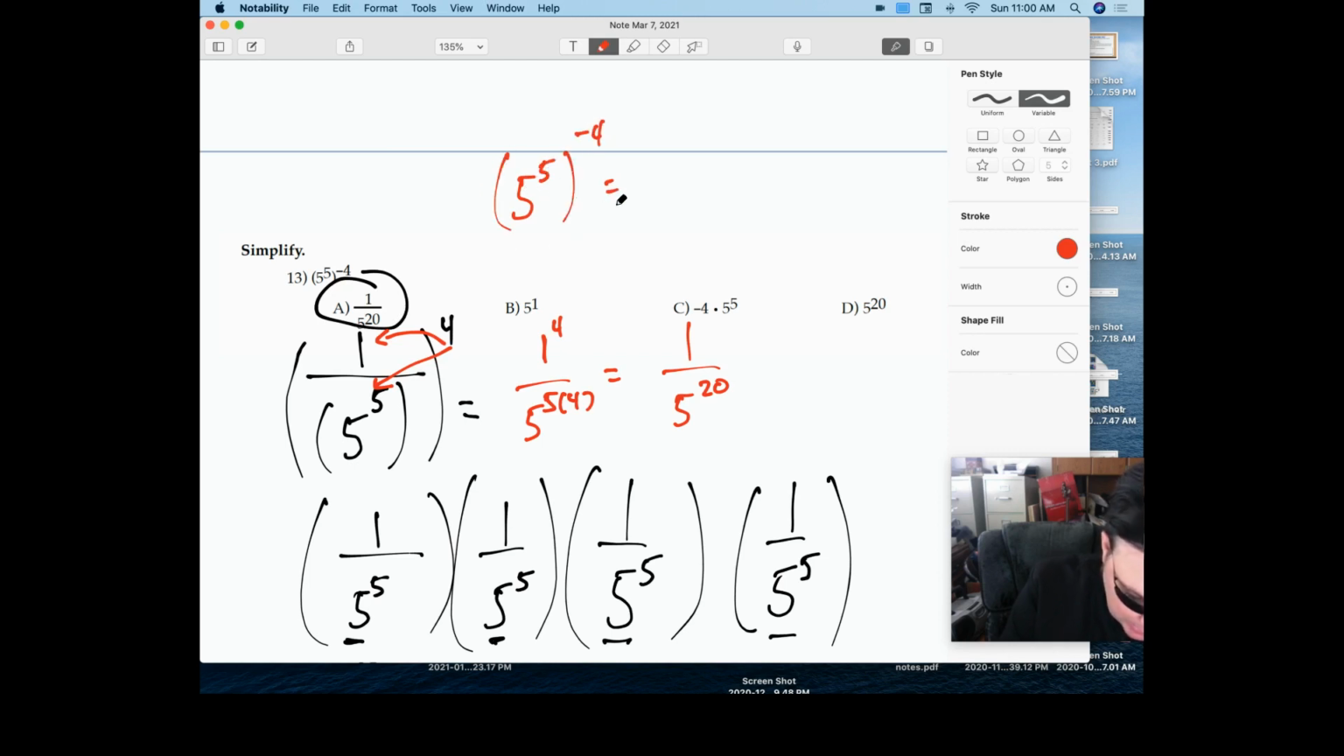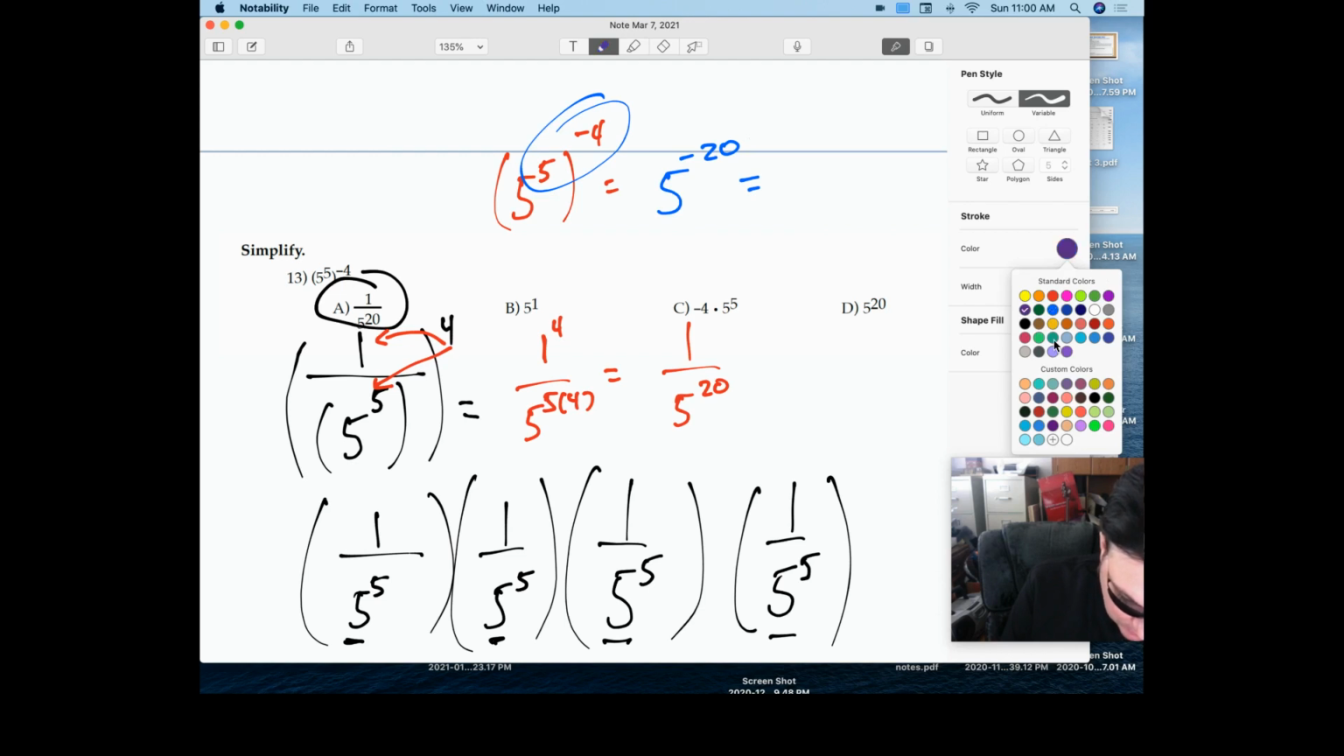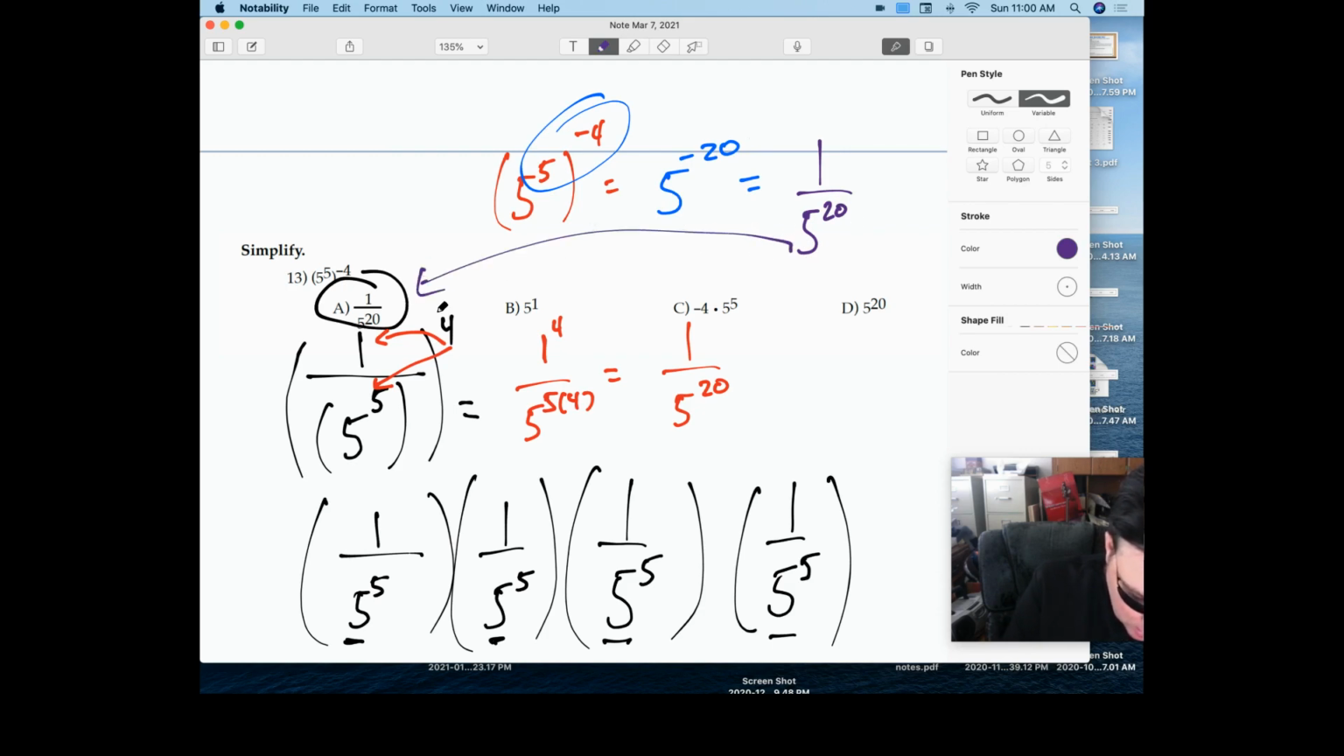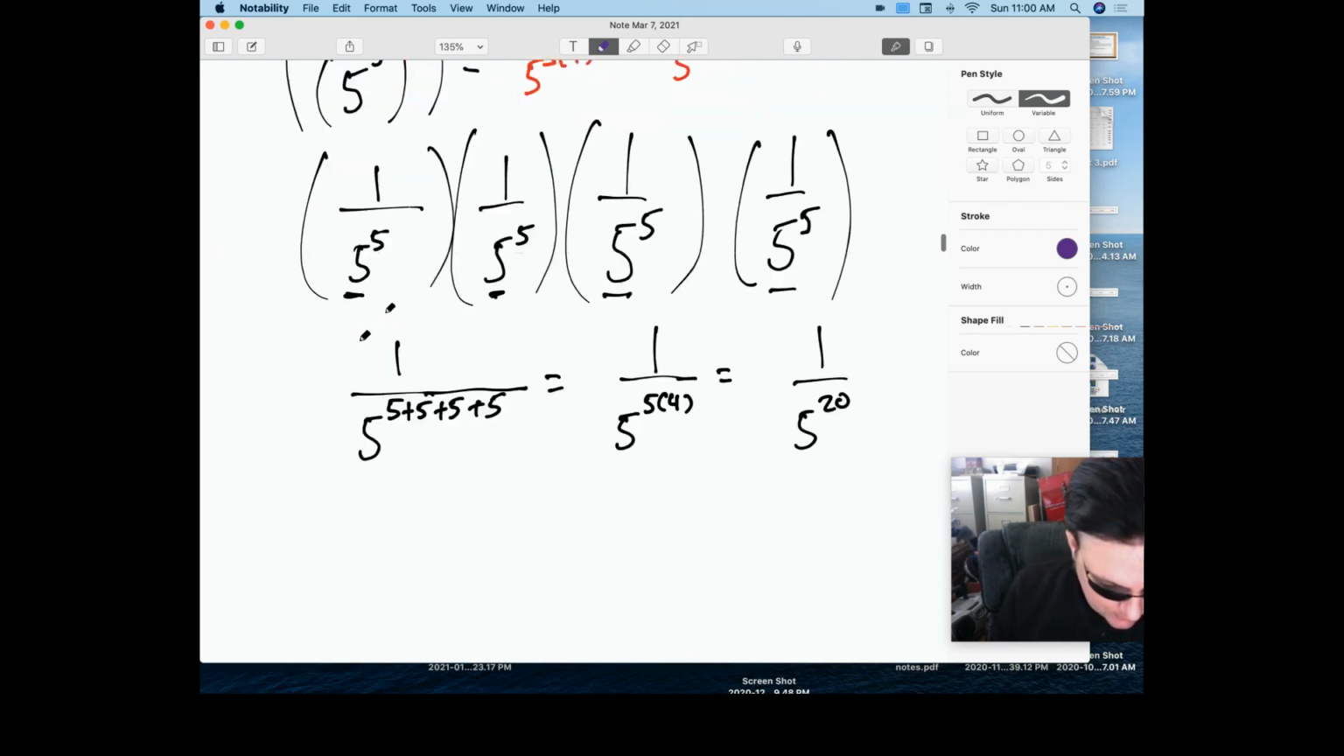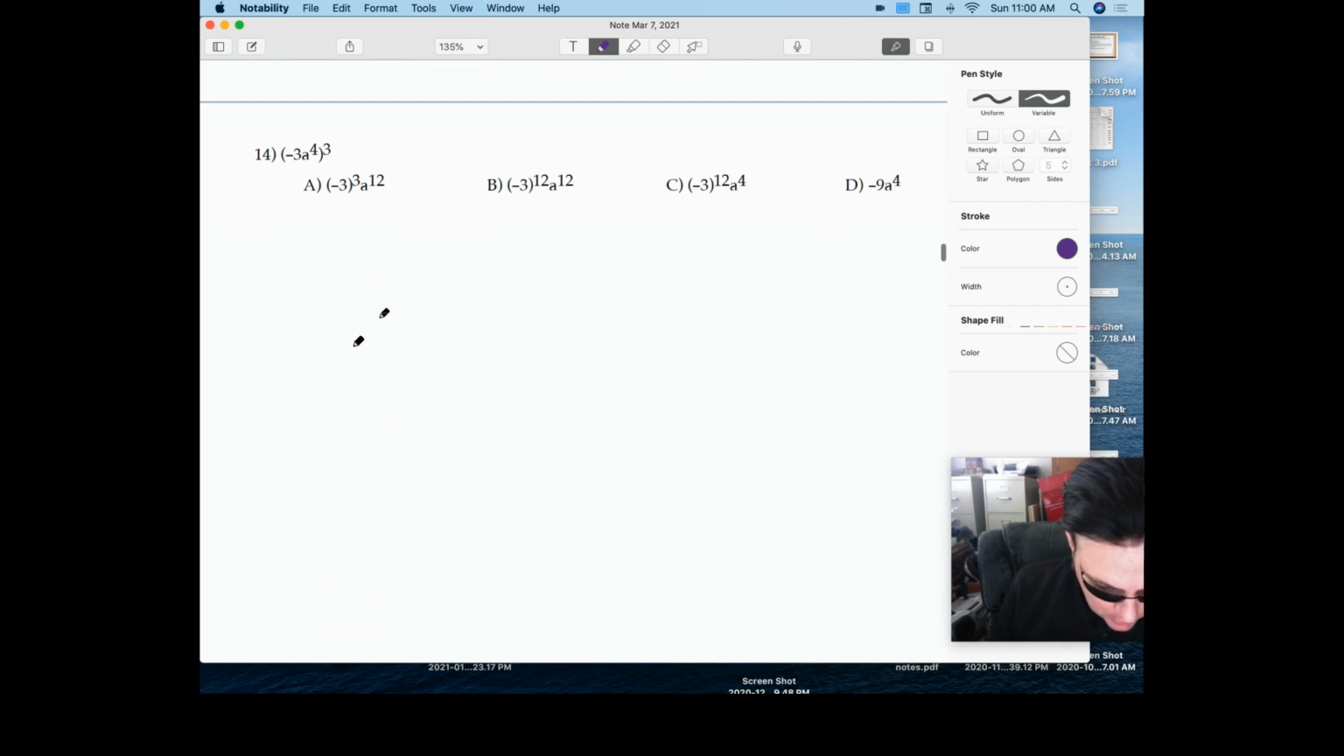Okay. If you wanted to, you could have also, in the very beginning, just multiplied these two together, and you could have said this is 5 to the negative 20, and then realized that when it's negative, that means you can put it in the denominator. So it's 1 over 5 to the 20th. And there you have it. Okay. All right, next one.